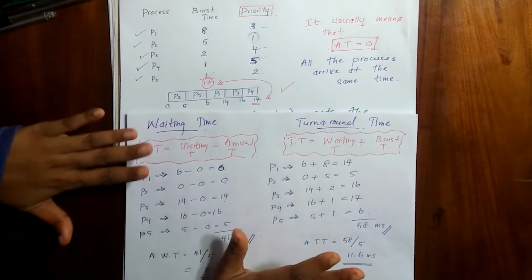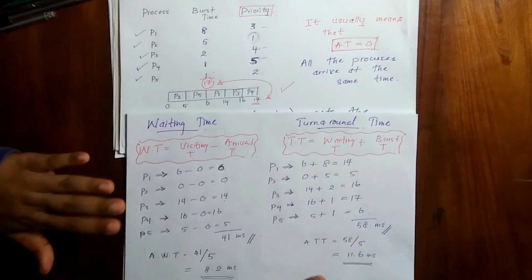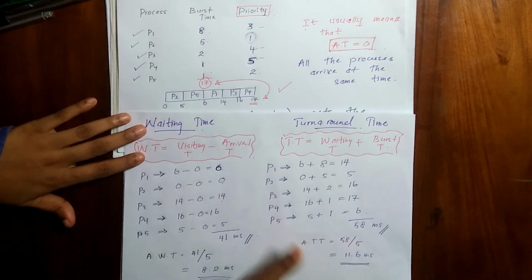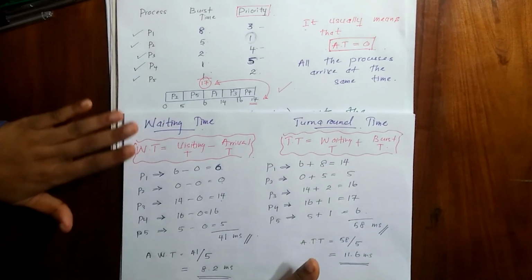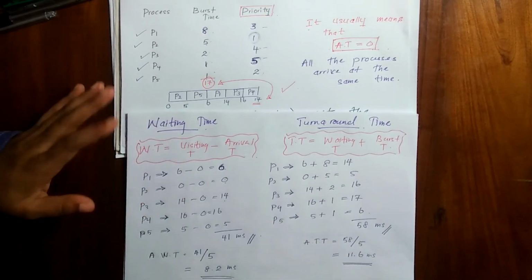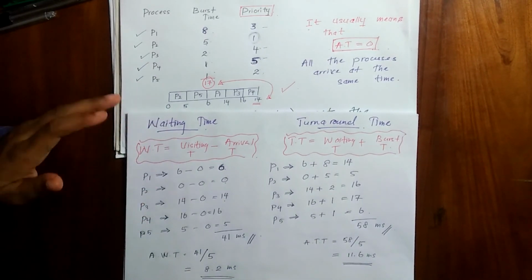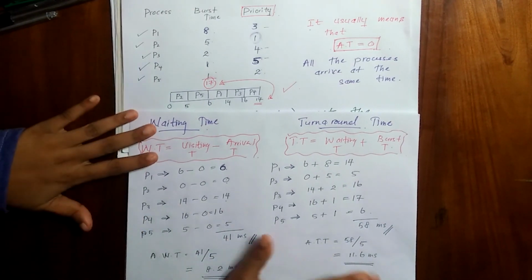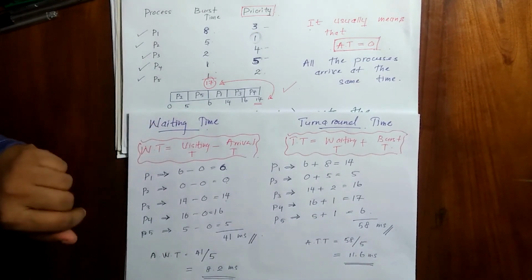So I hope you understood everything, and now we are done with 2 scheduling policies and 3 more to go. They are shortest job first and round robin. So the links for the videos are given in the description, so you can watch them and get a good idea about those scheduling policies, and we'll meet in the next video.